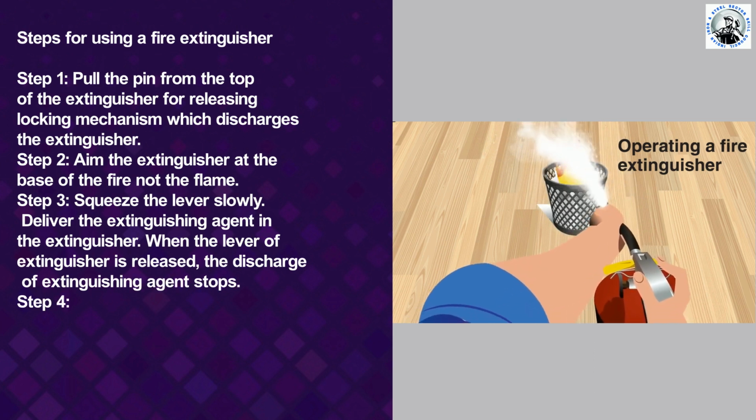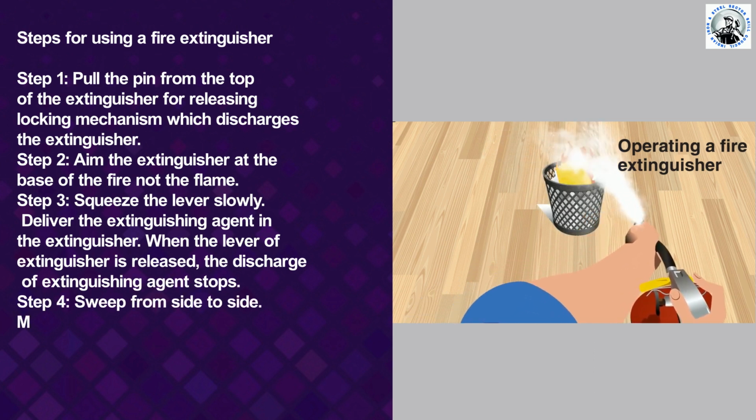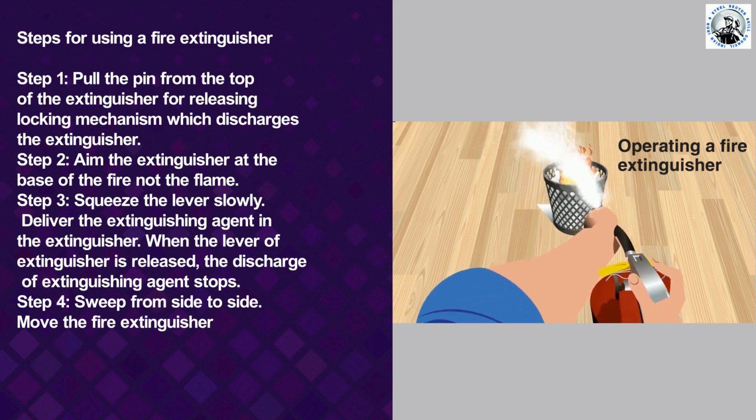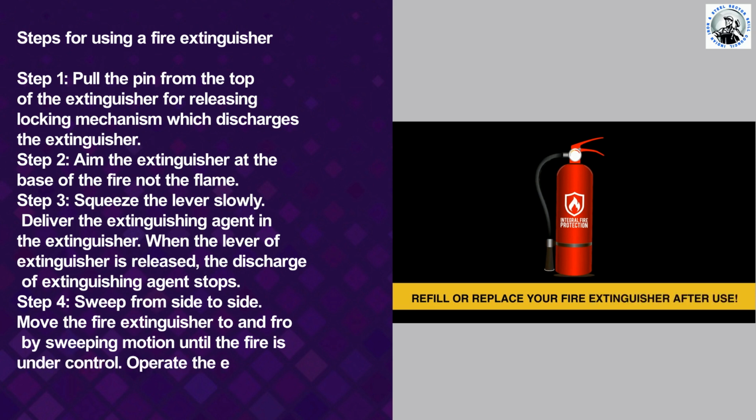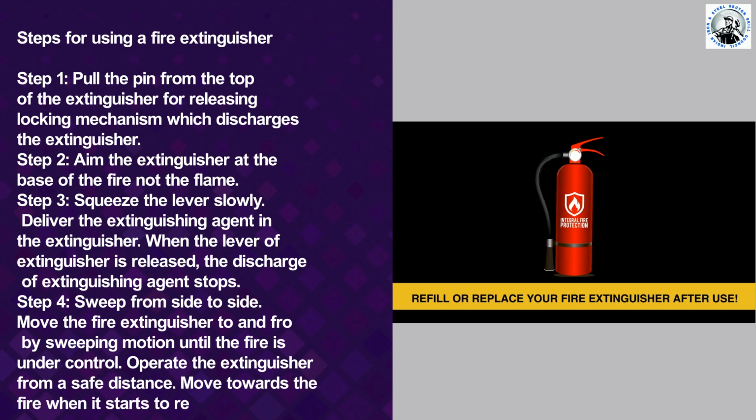Step 4. Sweep the fire extinguisher side to side. Move the fire extinguisher to and fro with a sweeping motion until the fire is under control. Operate the extinguisher from a safe distance. Move towards the fire when it starts to reduce.